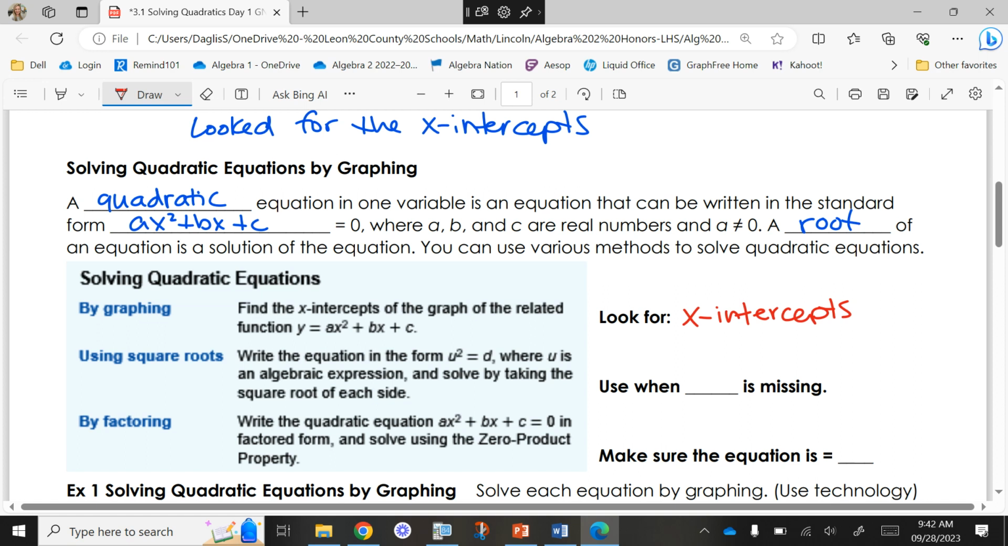Another way to solve is by using square roots. This strategy is used when, in my standard form, the bx piece is missing. So you just have ax squared and a constant. Because if bx is missing, you only have x squared to work with, which eventually will take the square root of both sides. That's why it's called using square roots.